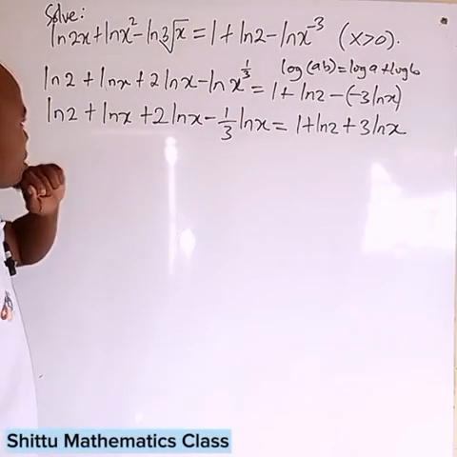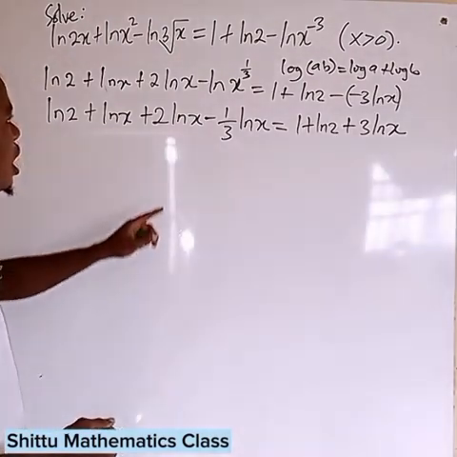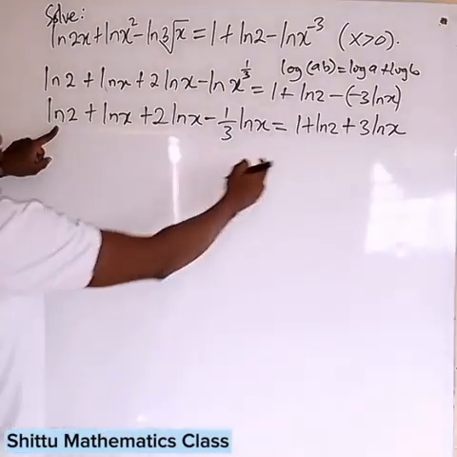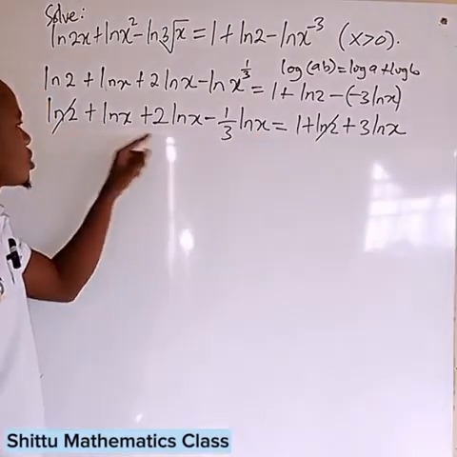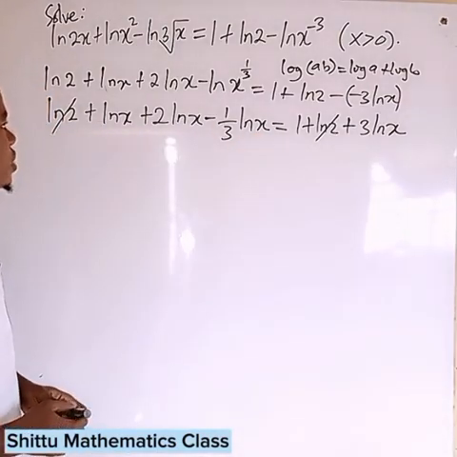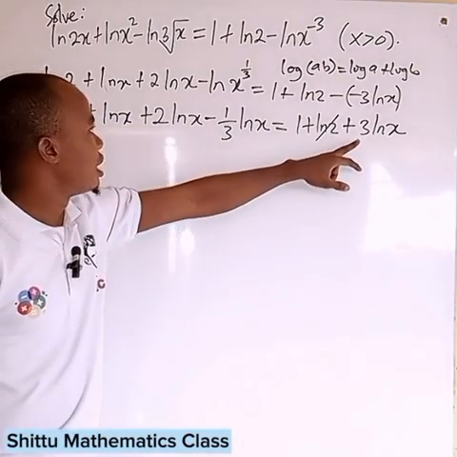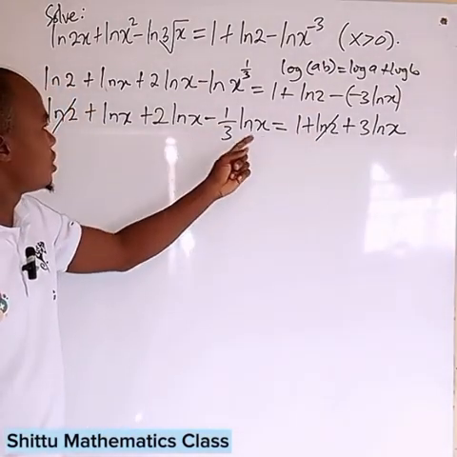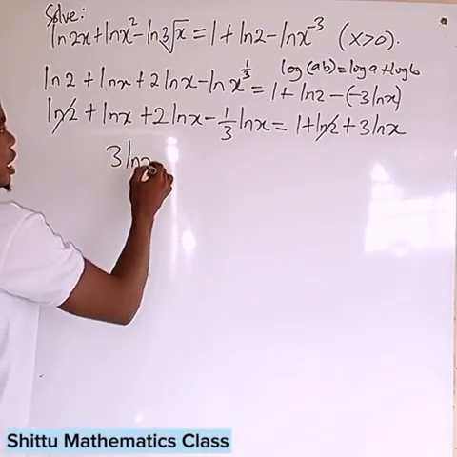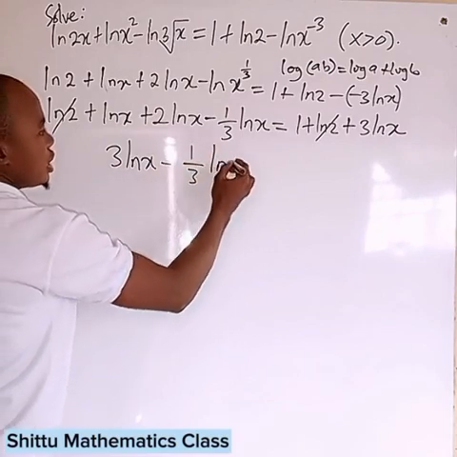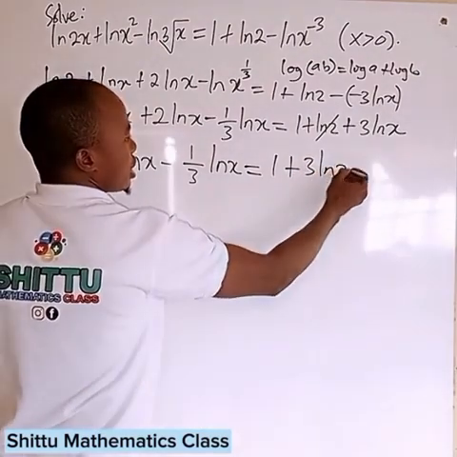So now from there, what's the next thing we are going to do? We can see that there are things that can be cancelled out here. We have ln 2 here, I have ln 2 here. We cancel this, because if I subtract ln 2 from both sides, it's going to be 0. Also I have ln x here, I have ln x here. So now ln x plus 2 ln x can be 3 ln x, minus 1 over 3 ln x, equals 1 plus 3 ln x.